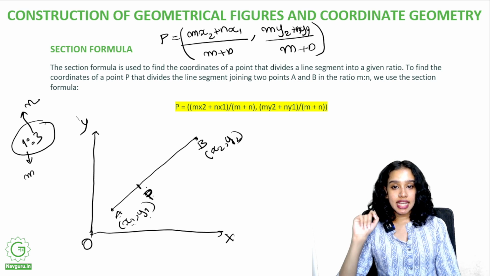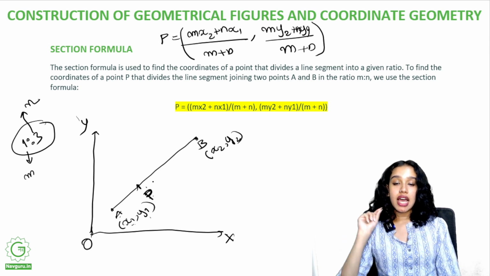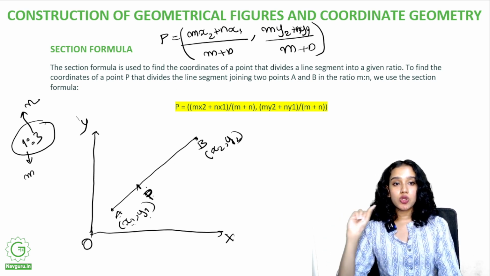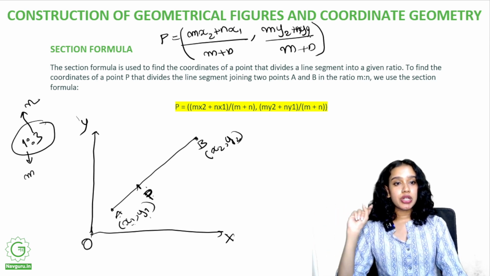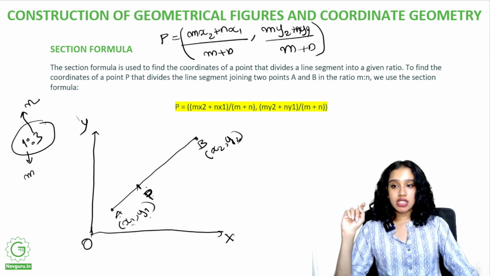So according to the section formula, we have the point which divides a line into a ratio m is to n, and the coordinates of a point is given by P is equal to (mx2 plus nx1) by (m plus n) is the x coordinate, and (my2 plus ny1) by (m plus n) is the y coordinate. So that's about this chapter.